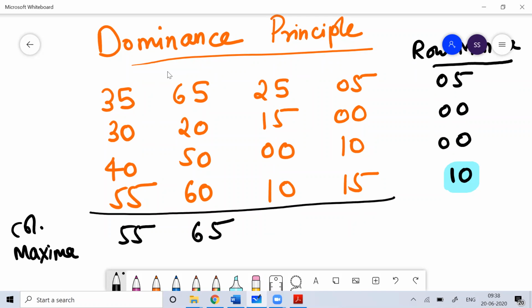Here the column maxima is 25. Here the column maxima is 15. Okay. Now out of these column maxima, find the smallest element, that is the smallest of the column maxima. Here that is 15, and the largest of the row minima is 10. Since 15 is not equal to 10, this is not a problem of pure strategy.